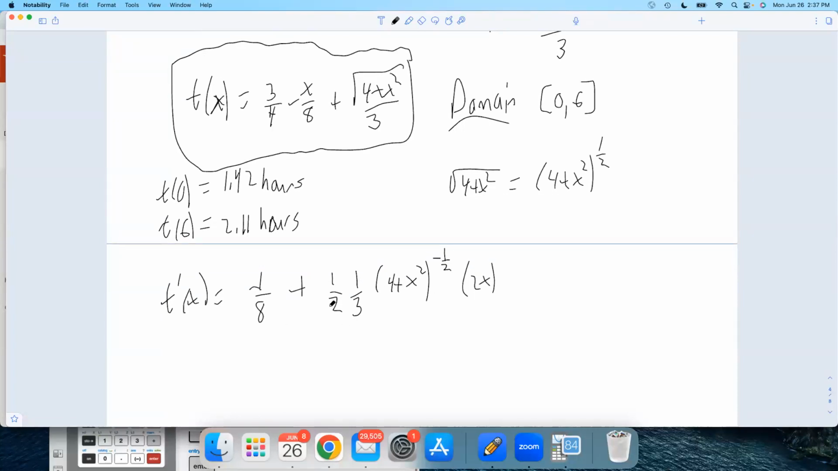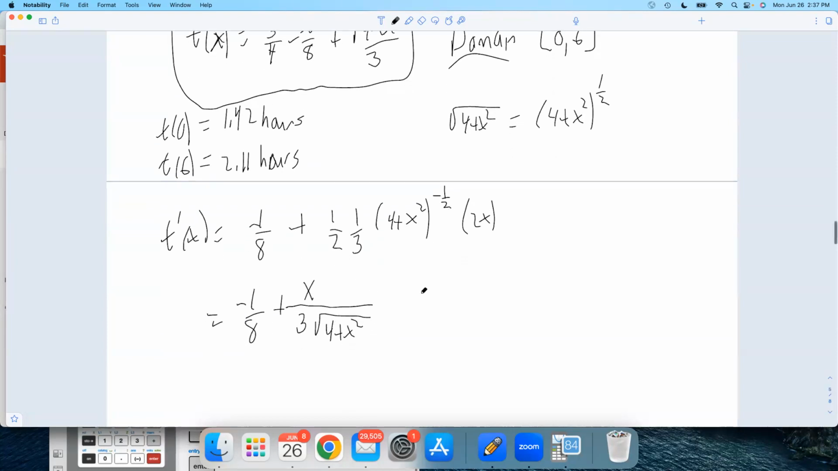Okay, so some stuff happens here. This 2 and that 2 will cancel. I'm going to get -1/8, and I'm going to end up with x over 3 square root of 4 plus x squared. Okay, check that you see where all the details came from. Negative means put it in the denominator. 1/2 power is a square root. Okay, I want to set this equal to 0.